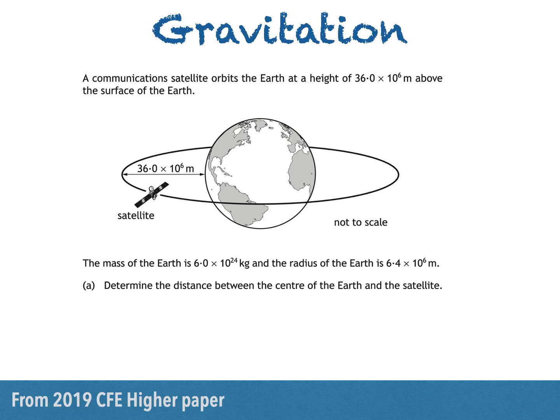A communication satellite orbits the Earth at a height of 36 times 10 to the power of 6 metres above the surface of the Earth. The mass of the Earth is 6.0 times 10 to the power of 24 kilograms and the radius of the Earth is 6.4 times 10 to the power of 6 metres. Part A then asks us to determine the distance between the centre of the Earth and the satellite.